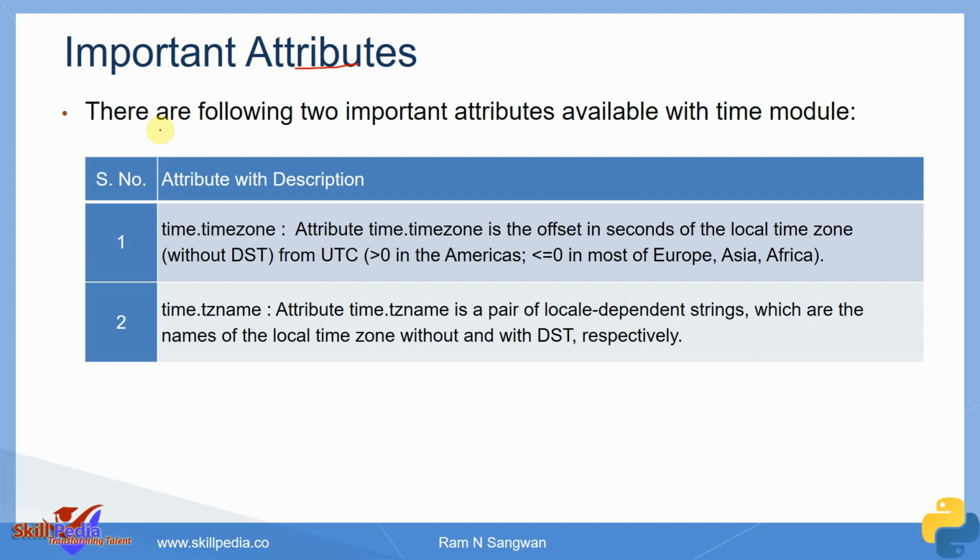Important attributes. There are the following two important attributes available with the time module. One is timezone and the second is tzname. Timezone is the offset in seconds of the local time zone without DST from UTC, greater than 0 in the Americas and less than or equal to 0 in most of Europe, Asia and Africa. time.tzname is a pair of locale-dependent strings, like Asia/Kolkata, which are the names of the local time zone without and with DST respectively.